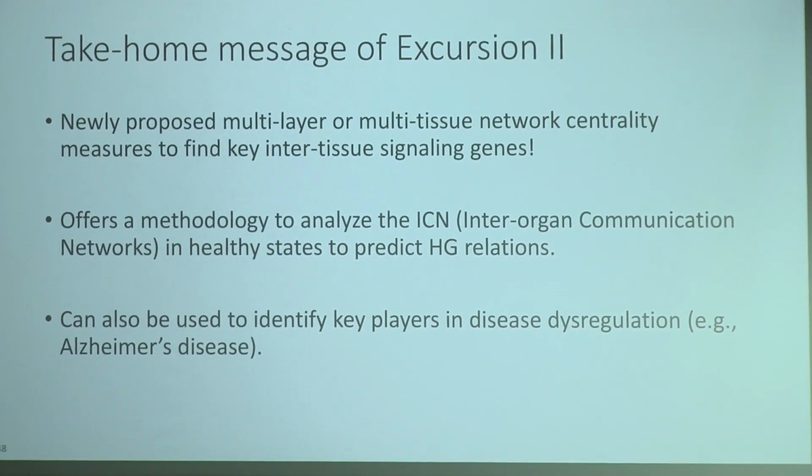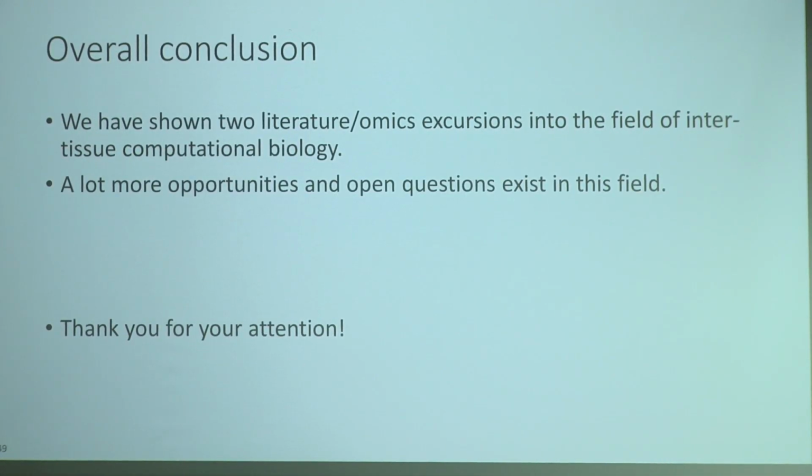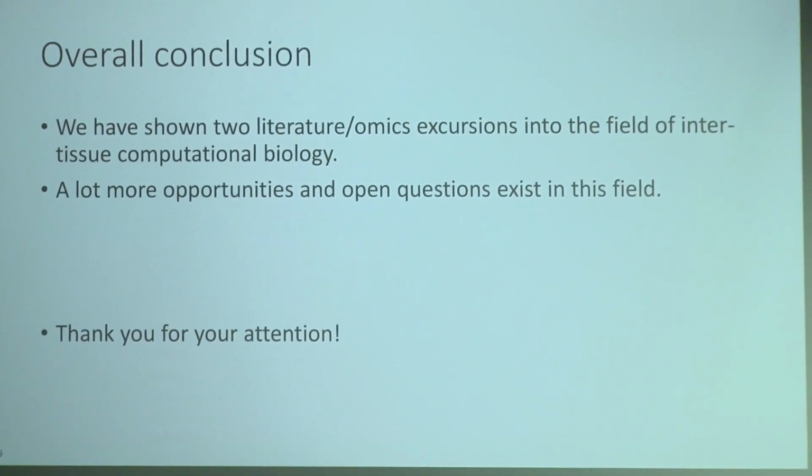So we have applied it to multiple brain regions in Alzheimer's disease. And so beyond hormone-gene relations, it has broader applicability as well. The overall conclusion is that these 2 are just the first 2 excursions into inter-tissue computational biology. There are many more. So if you find this topic interesting, there are many more opportunities and open questions in this area. Thanks for your attention, and I'm open to take questions.